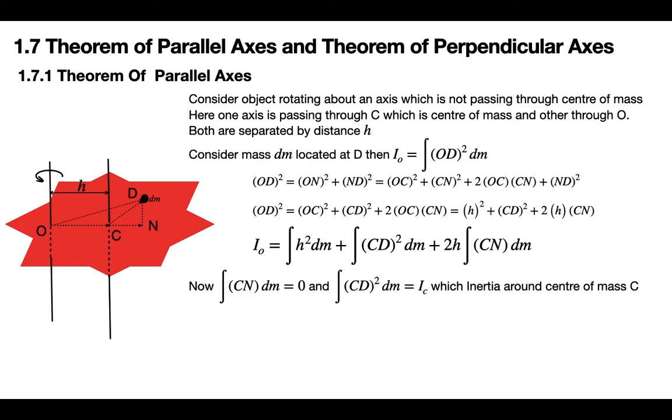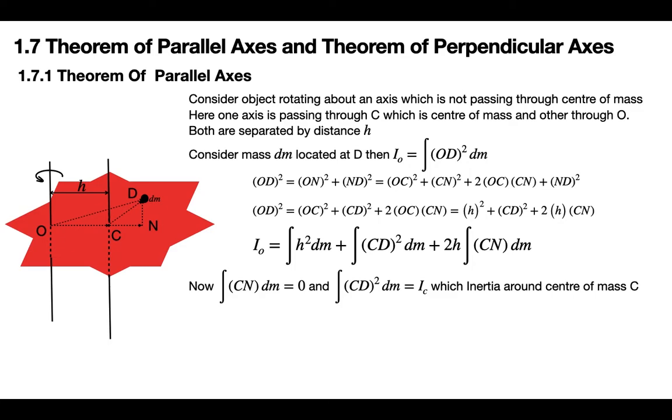Now CN dm, so CN is basically the location of mass around the axis C which is passing through the center of mass. So by the theorem, because it's passing through center of mass, the same mass is located on the other side, so the sum around that axis will be 0. That is why the integration of C and dm will be 0, because on one side it is plus and exactly the same mass will be located on the other side of the axis, which is minus. So plus minus becomes 0.